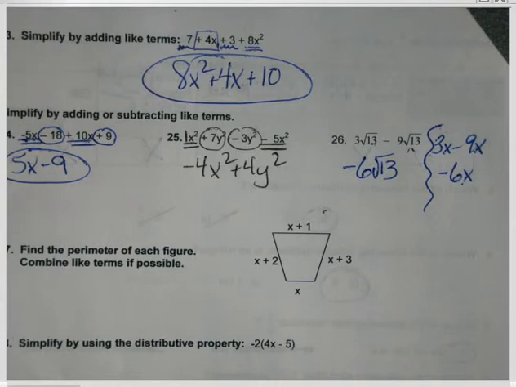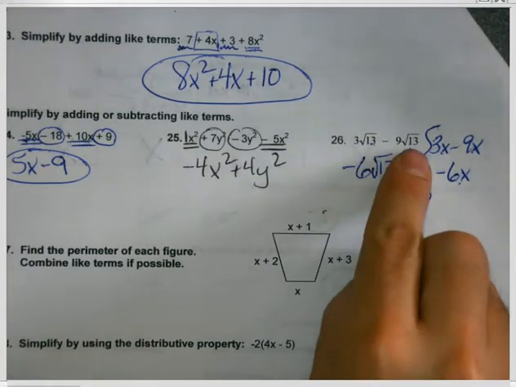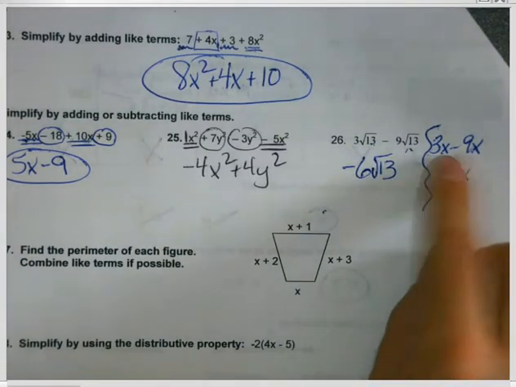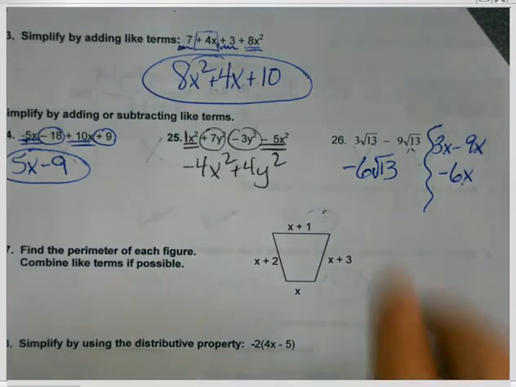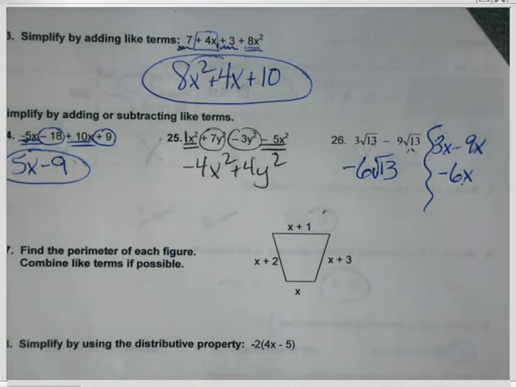Good question. I had a question asked, what if the numbers underneath were different? What if it was like 3 square root of 13 minus 9 square root of 17? Okay? In that case, I wouldn't be able to do anything. Because if the square roots aren't the same, that would be like having x and y here, and I can't put those together unless they're identical. So if these were different, I wouldn't be able to do anything. But since they're the same, that's the reason I can for that one.